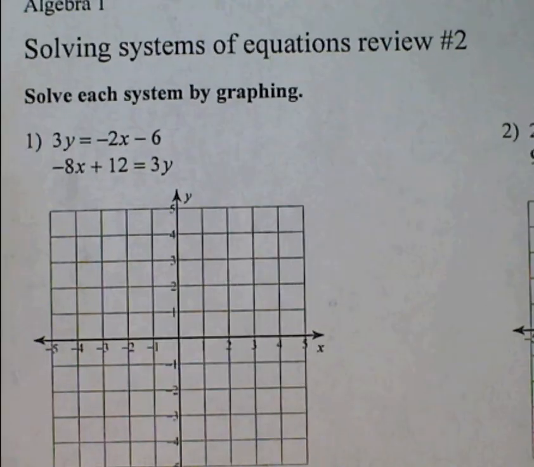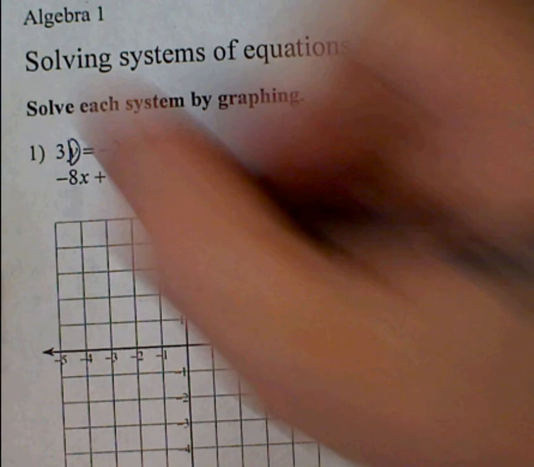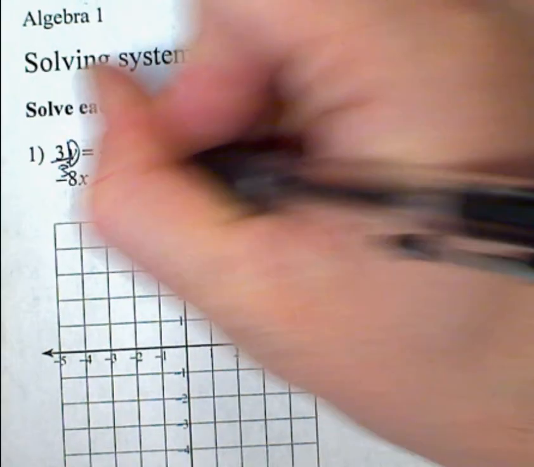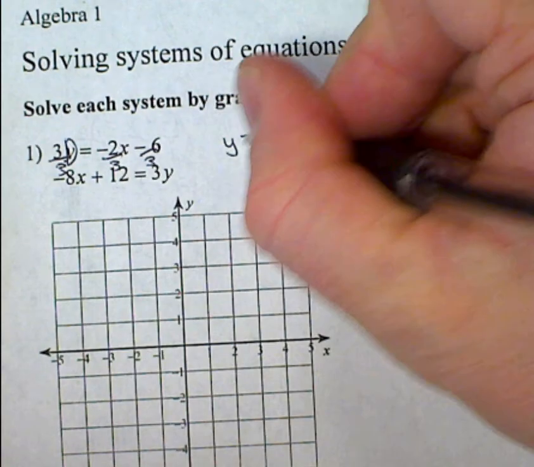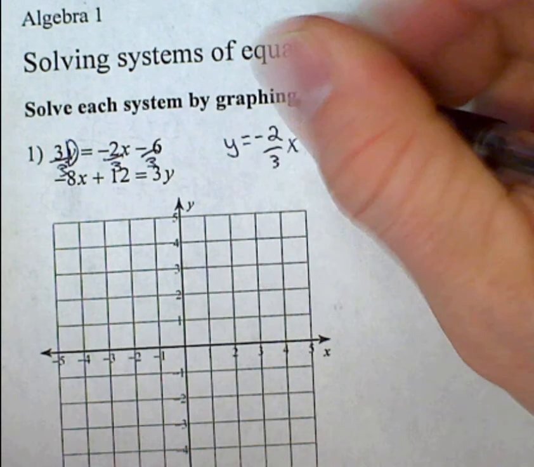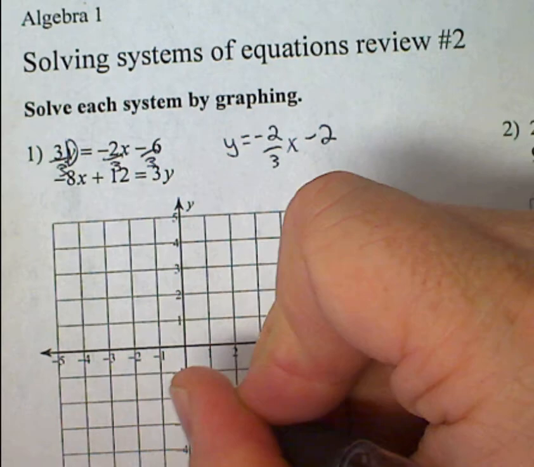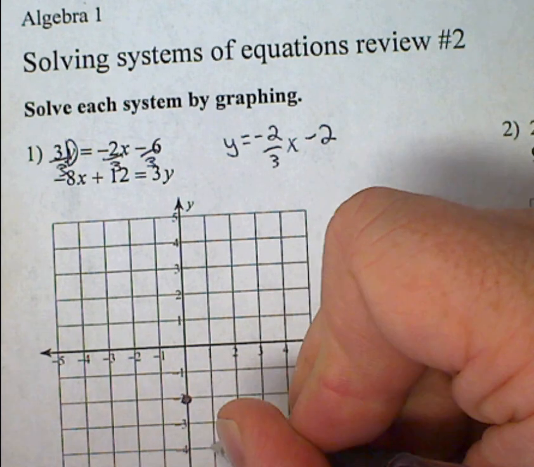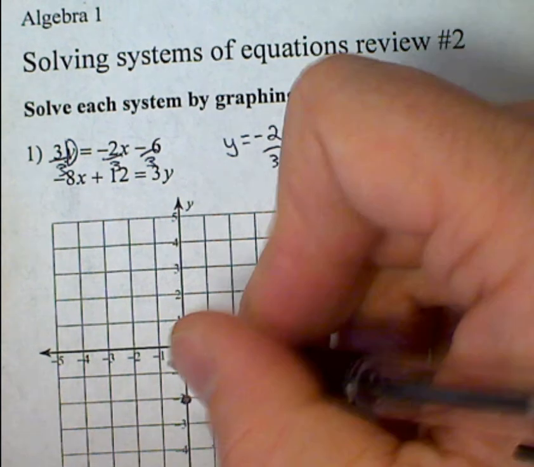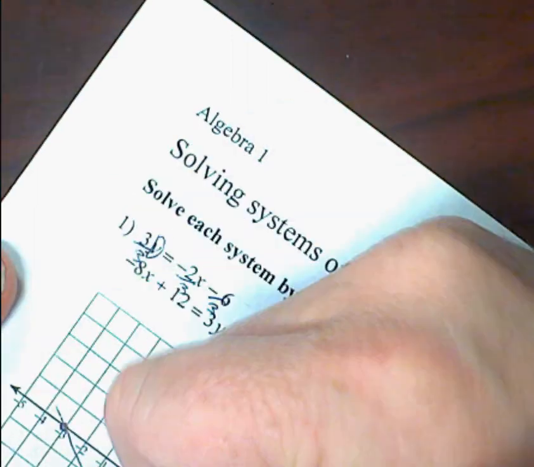If we are graphing, I am going to get the y by itself. That means all I have to do is divide by 3, divide by 3, divide by 3. Y equals negative 2 over 3x minus 2. I start at negative 2. I'm going to go down 2 over 1, 2, 3. I could go up 2, left 1, 2, 3. There's my first line.